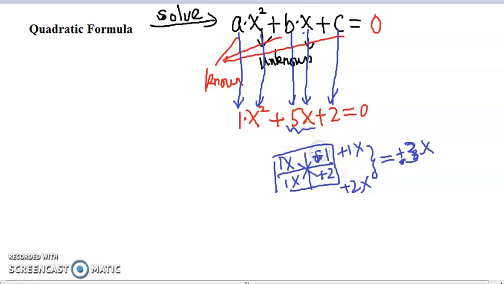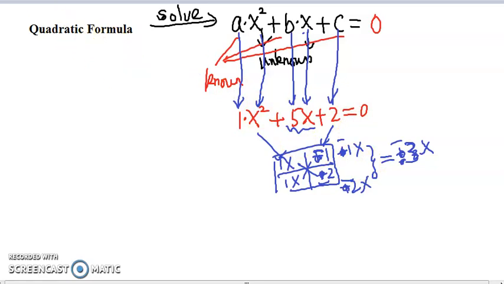And notice that that's the only way to break down the first term and the only way to break down the last term. So it's not going to give us 5x, which means this is not factorable.